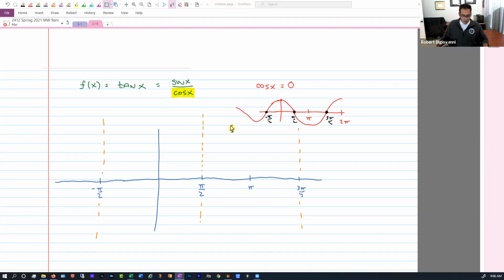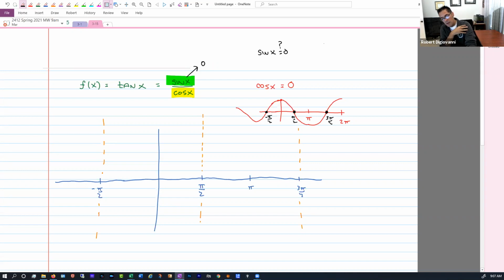Okay, so that's where the vertical asymptotes are. The next question we could ask is, where are the x-intercepts of the tangent function? So where does this function hit the x-axis? That would be whenever the sine function, which is the numerator, is 0, we get 0 over a number, and that would be 0. So we could then ask ourselves, when is the sine function 0?